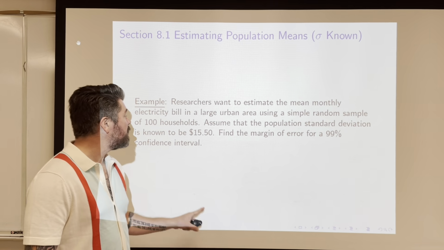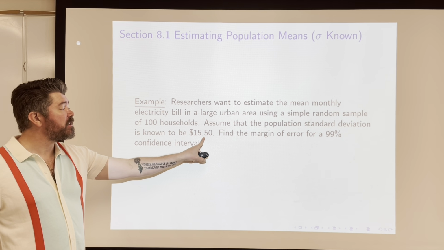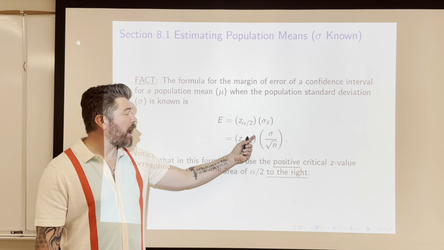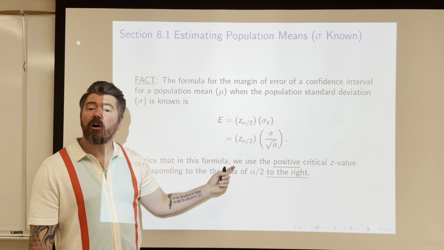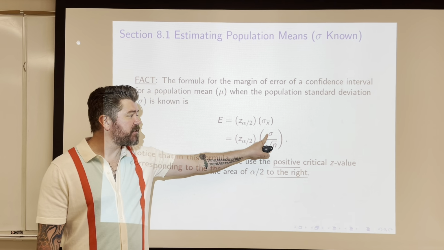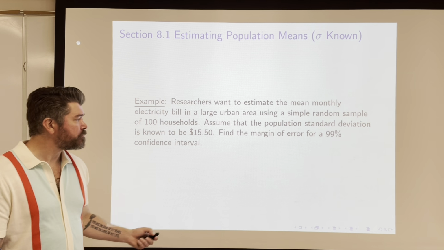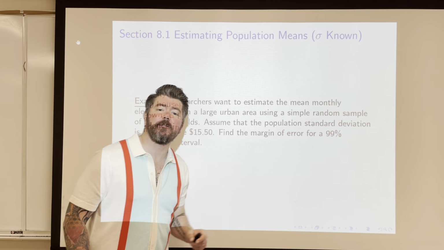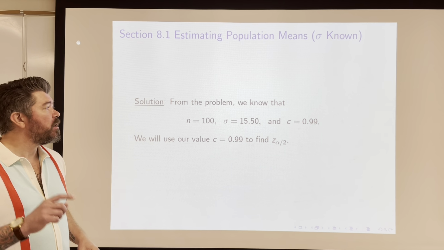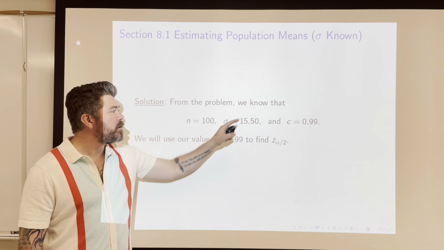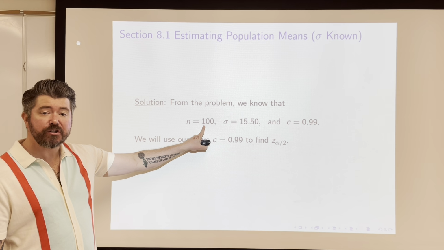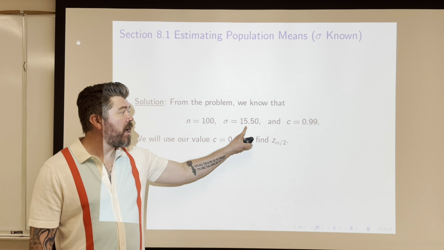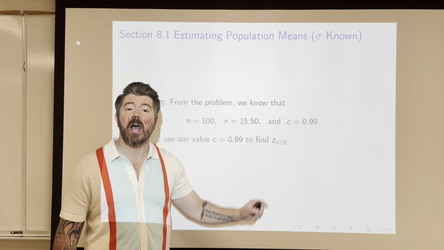This is our sigma. Our sigma is $15.50. Now, the only thing we now need to find is our critical z value, right? We have sigma and we have n. To find our critical z value, we will use our confidence level, okay? So just a recap. From the problem, we know that n is 100. We know that sigma is 15.50. And our confidence is 99%.